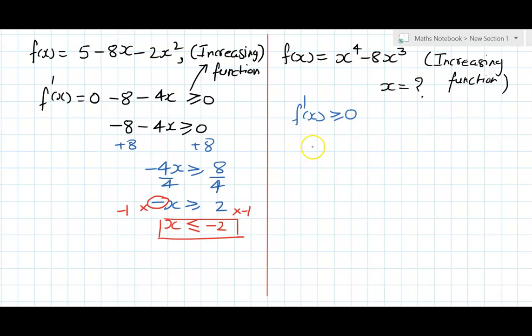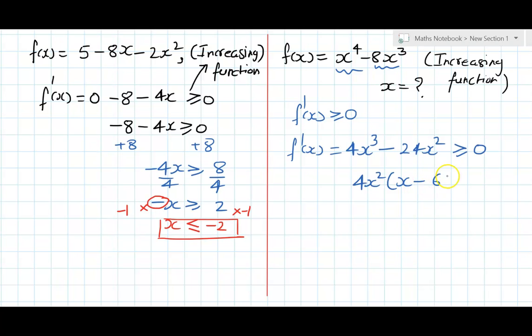What is f'(x) here? If you differentiate x^4, it will be 4x^3, minus the derivative of 8x^3, which will be 24x^2, and this should be greater than or equal to 0. Now 4x^2 we can take out, so we are left with (x - 24/4), that is 6, and x^2 is already out, greater than 0. So it is just like this.